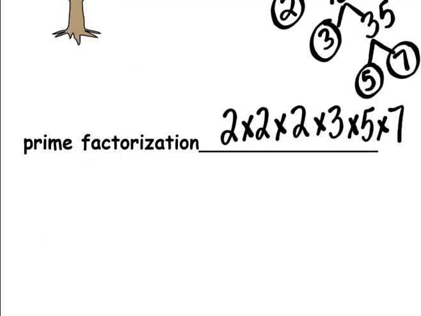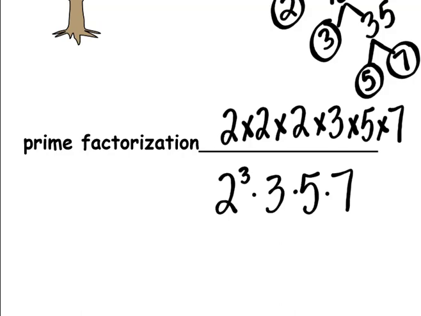And now that we know a little bit about exponents, often what they'll do is they'll write it with exponents. So I had 3 groups of 2, so I'm going to write that as 2 cubed times 3 times 5 times 7.